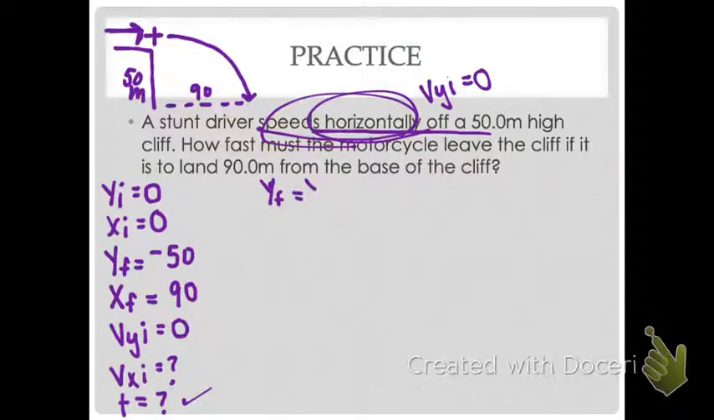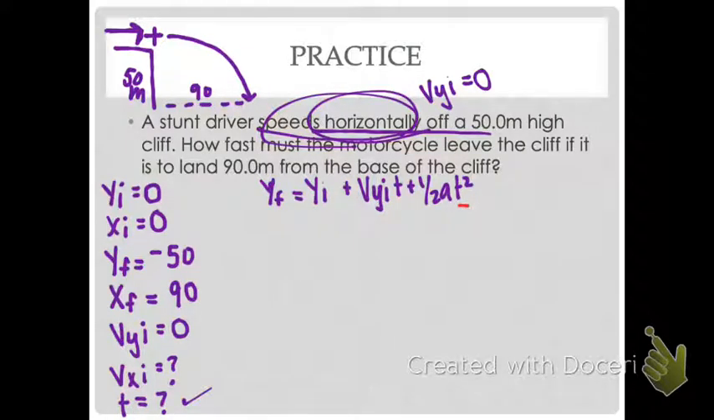YF equals YI plus VYIT plus 1/2 AT squared. Right? That's the equation that we need to use. We're doing that to solve for time. Okay, does everyone understand the sequence of equations that we're using here?